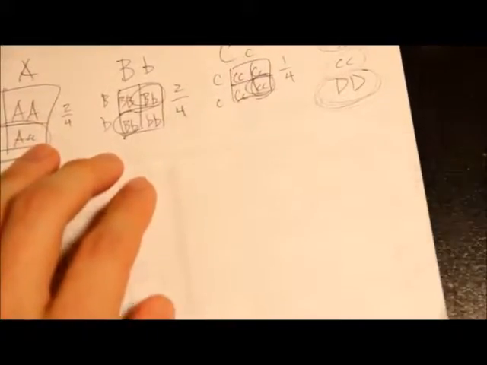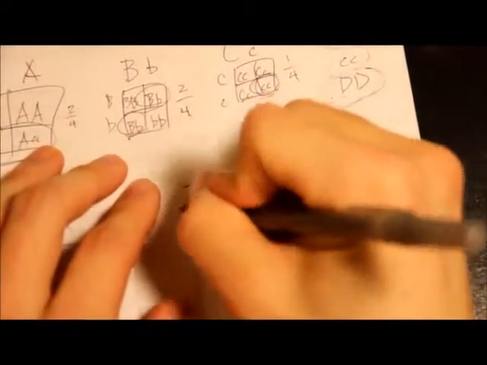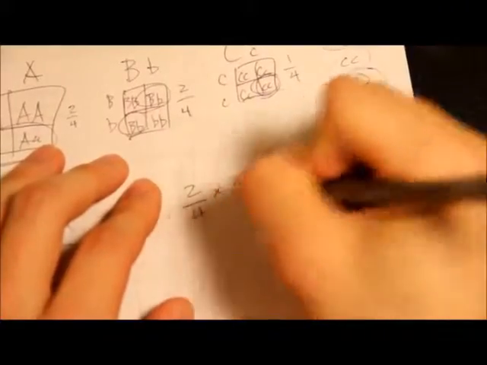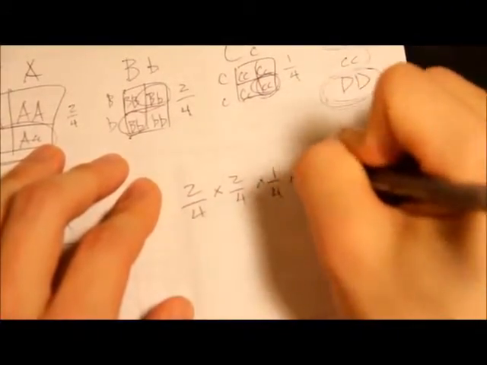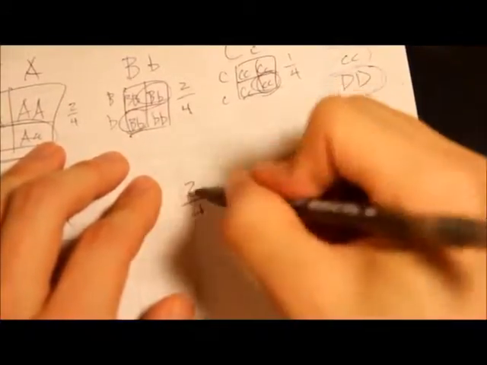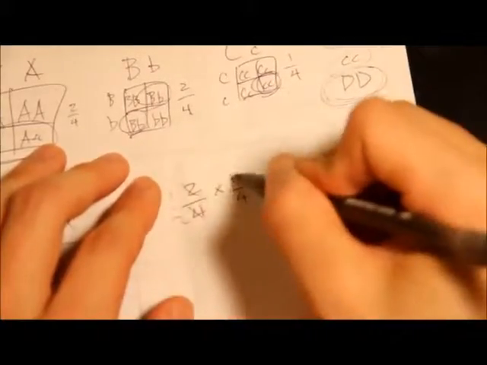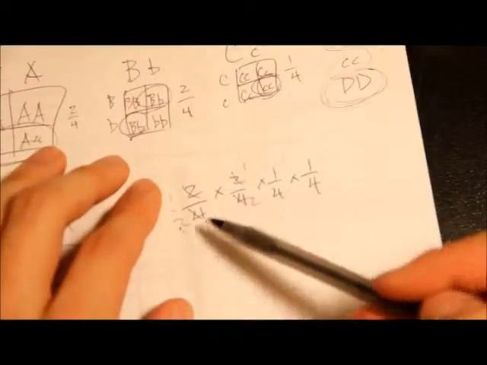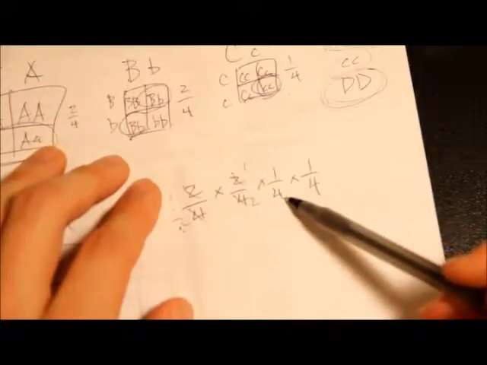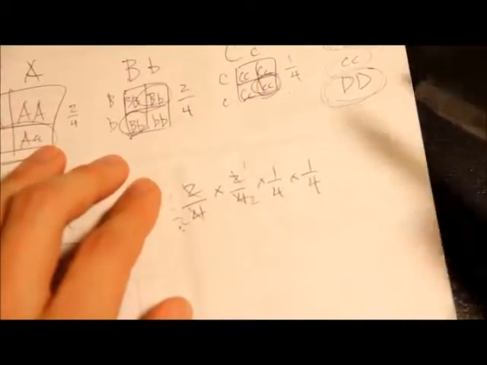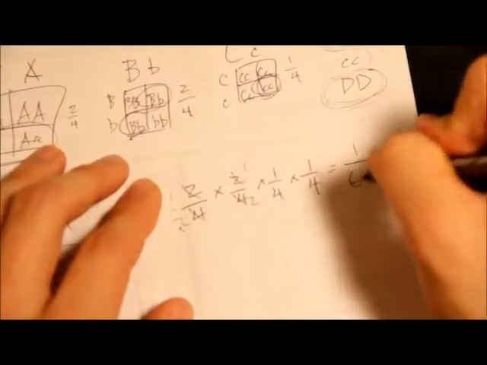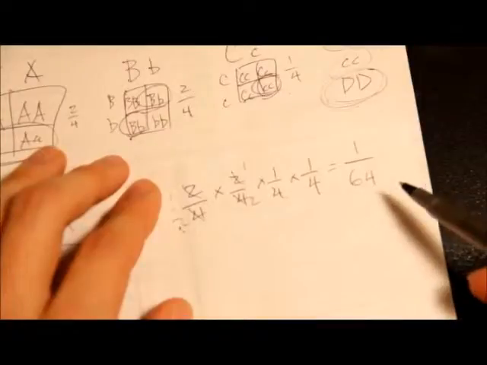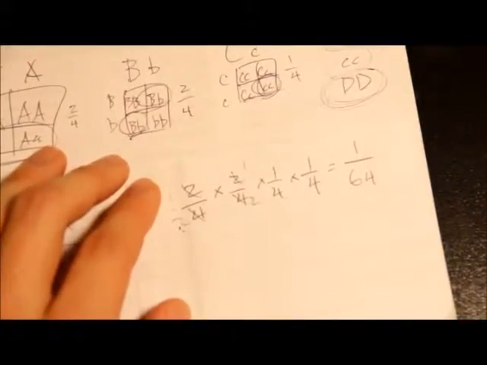Sorry, my camera cut out, but we're just going to multiply them together. 2 out of 4 times 2 out of 4 times 1 out of 4 times 1 out of 4. You could reduce these if you wanted to, make it easier for you. 1 out of 2, 1 out of 2. Half times half equals 1/4 times 1 over 4. That's 1 over 16. 1 over 16 times 1 over 4 equals 1 over 64. And that's your probability.